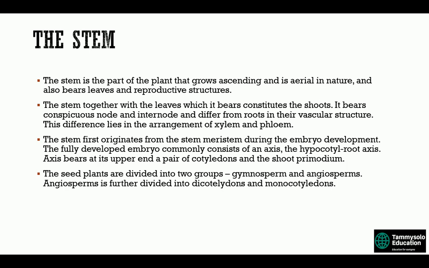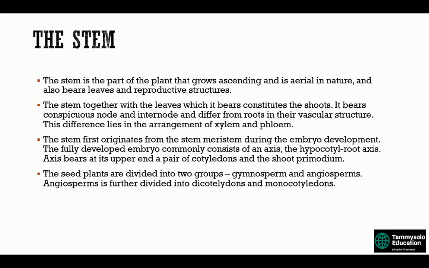A fully developed embryo commonly consists of an axis, the hypocotyl-root axis. This axis bears at its upper end a pair of cotyledons and the shoot primordia. So as it comes out, you have those two cotyledons in a dicot, or one cotyledon in a monocot, and then the shoot primordia.